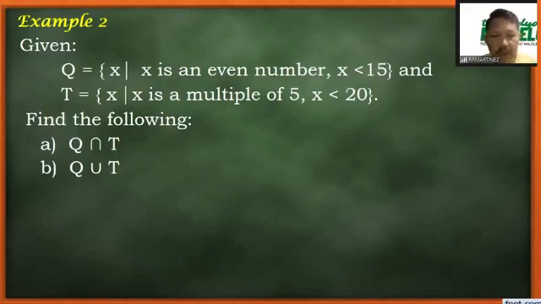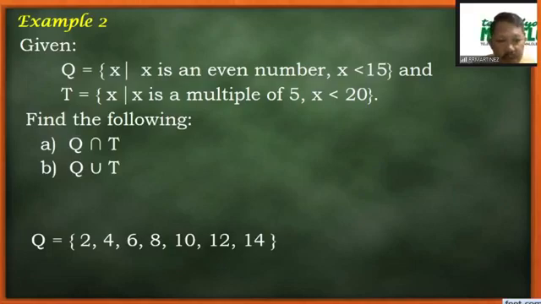And then next, for the given example number 2. Q equals all x such that x is an even number and x is less than 15. For event T equals all x such that x is a multiple of 5, where x is less than 20. Now, to illustrate, we have Q equals 2, 4, 6, 8, 10, 12, 14. All of these numbers are less than 15, and these numbers are also even numbers. And then we have T, all x such that x is a multiple of 5 and x is less than 20. So we have 5, 10, and 15.